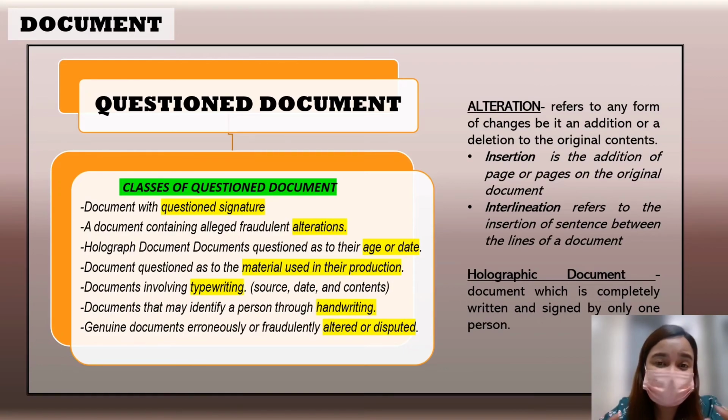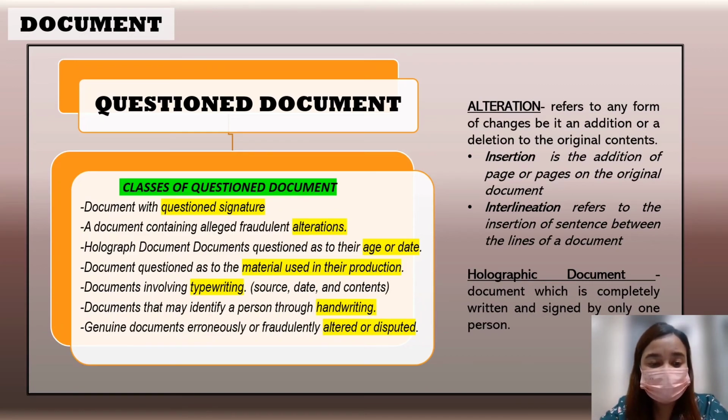Then, documents involving typewriting. Sa typewriting, ito yung nauso before habang wala pang computer. So, ang problema naman dito is yung source, saan galing, yung date, kailan ginawa, and yung content. Okay. Then, documents that may identify a person through handwriting. Since pinag-aaralan natin yung mga characteristics of handwriting or yung mga strokes, different strokes, ma-identify po natin kung sino bang tao ang may similar na handwriting na katulad sa nakita mo.